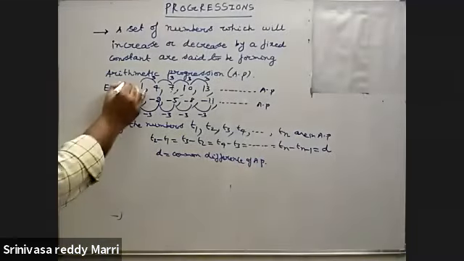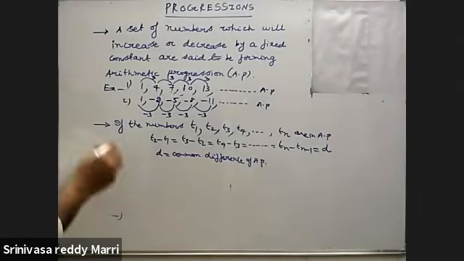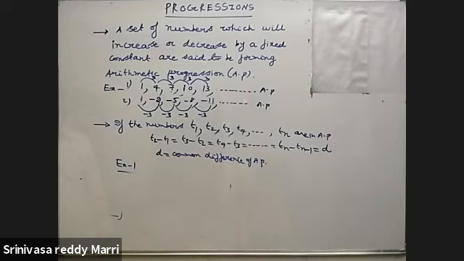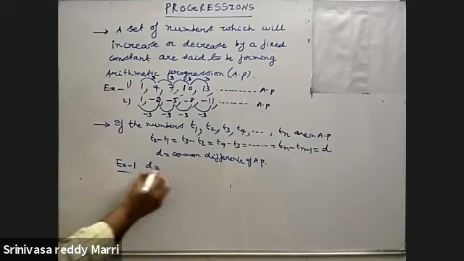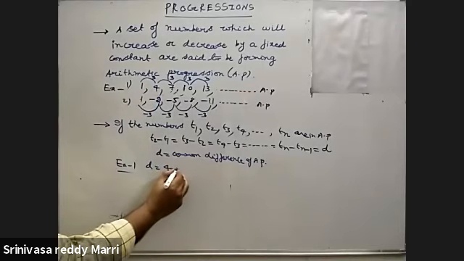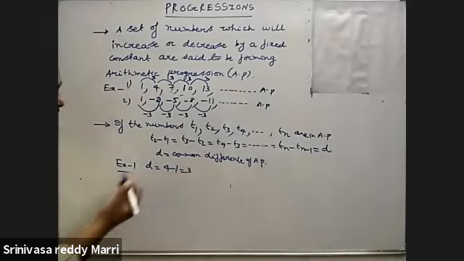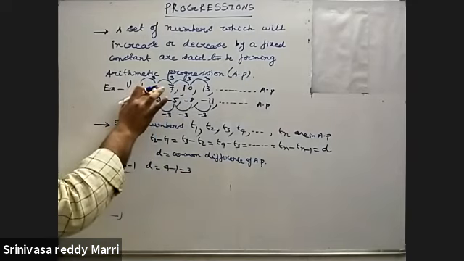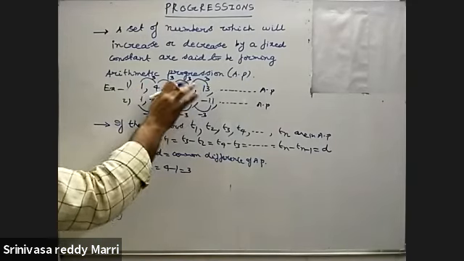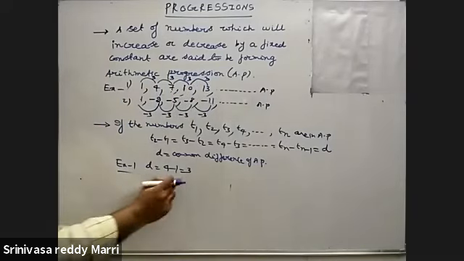Look at example 1. Common difference is nothing but second term minus first term. This is 3. Similarly, 7 minus 4 is also 3, 10 minus 7 is also 3, 13 minus 10 is also 3.